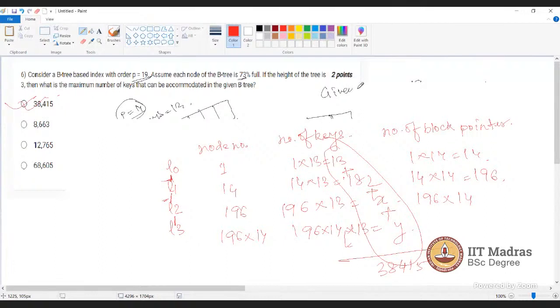Any other doubt? Practice question. Week 9 practice question, any doubt? Any question? Sir, 9.5, question number 2. 9.5 activity question, yes. Anjana, would you like to?